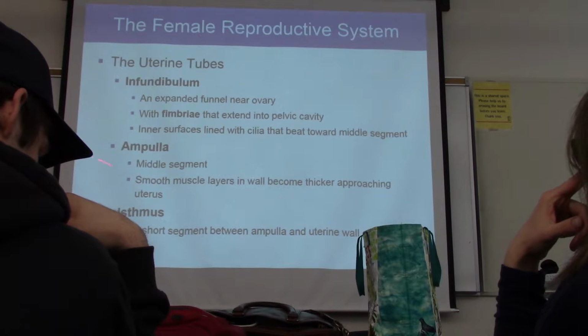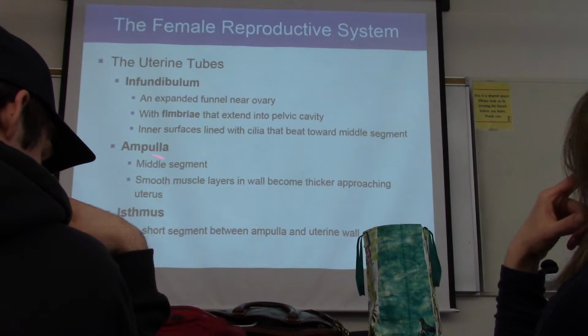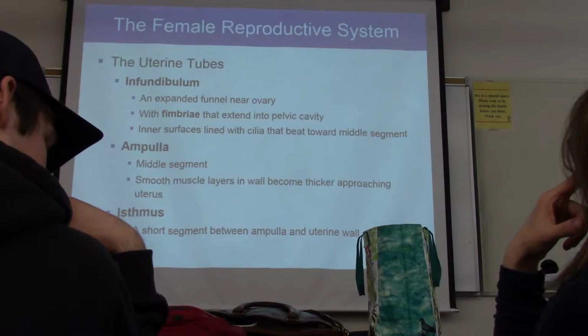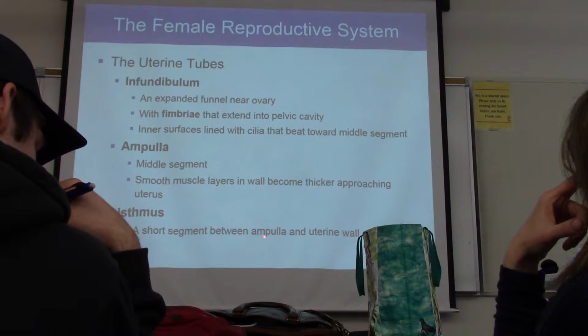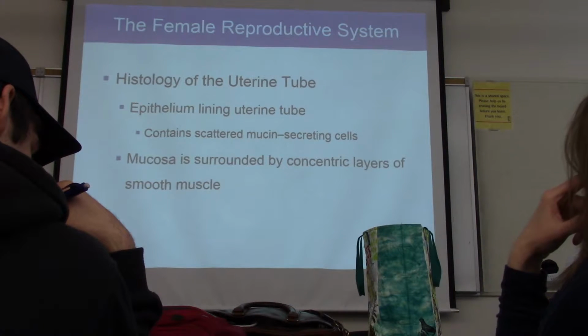The ampulla is the middle part of the length of the uterine tube. This is the part where the fertilization usually occurs. And then the isthmus is the very last little part right before it gets into the uterus itself.